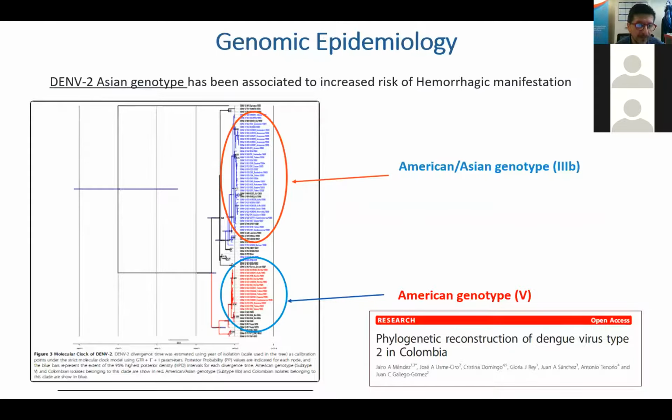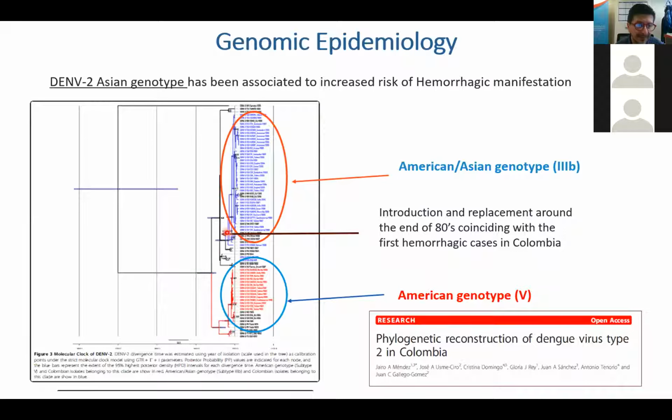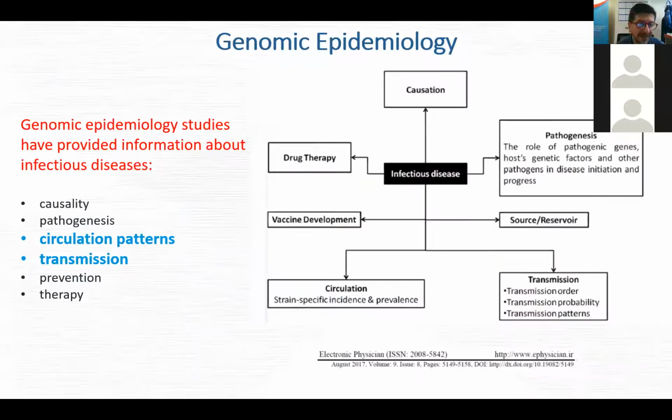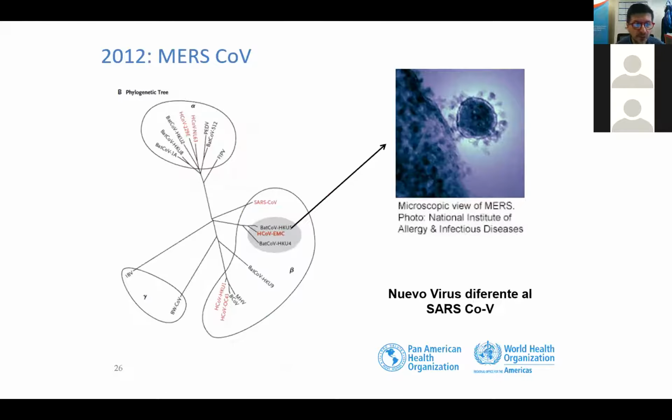And we observe, thanks to the molecular epidemiology studies, that this Asian American strain was introduced precisely at the same time as we saw the first cases of hemorrhagic dengue, as it was known in those times, associated to what was called the pathogenicity. As far as the circulation and transmission patterns, I think we have many examples. And here, because of time, I'm only going to mention them very quickly.